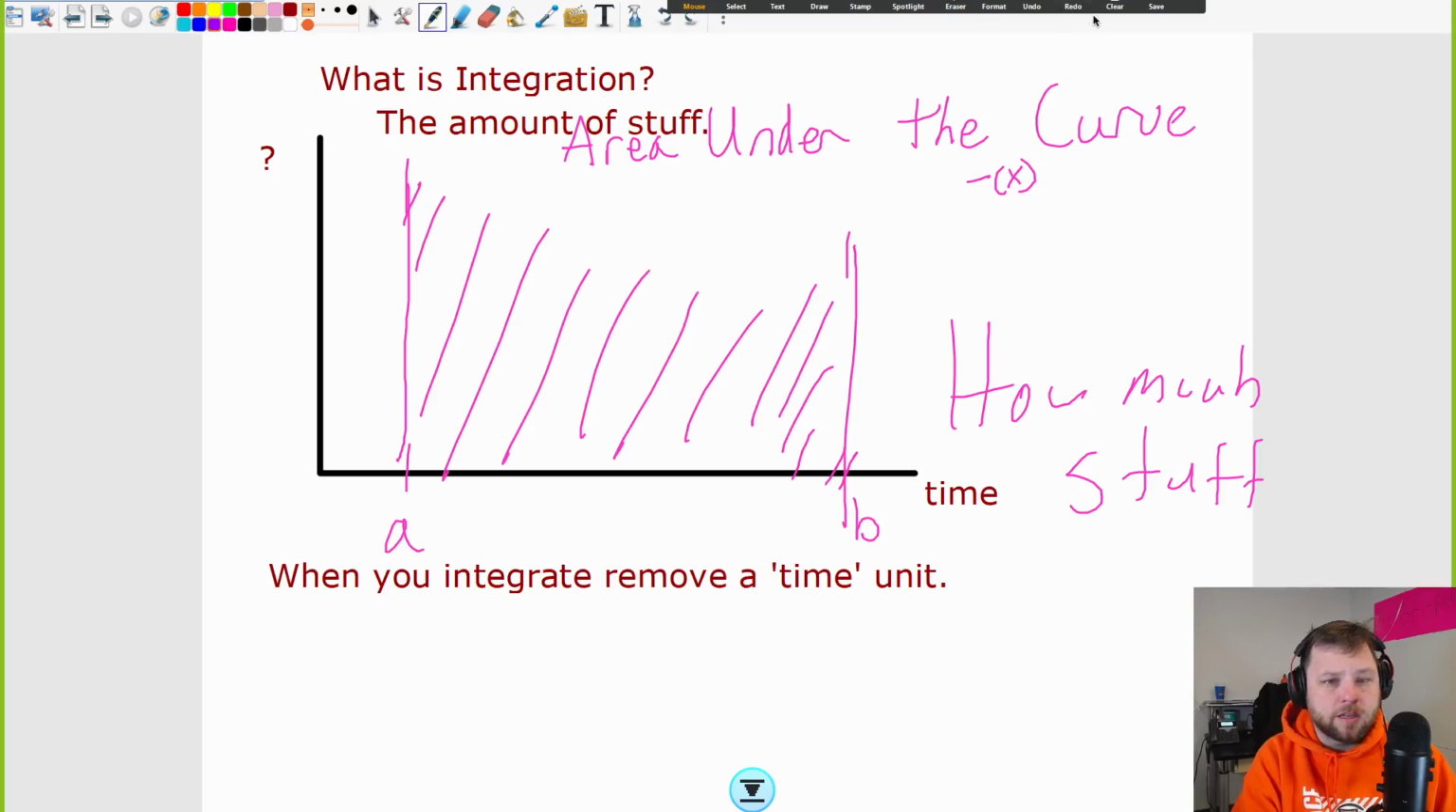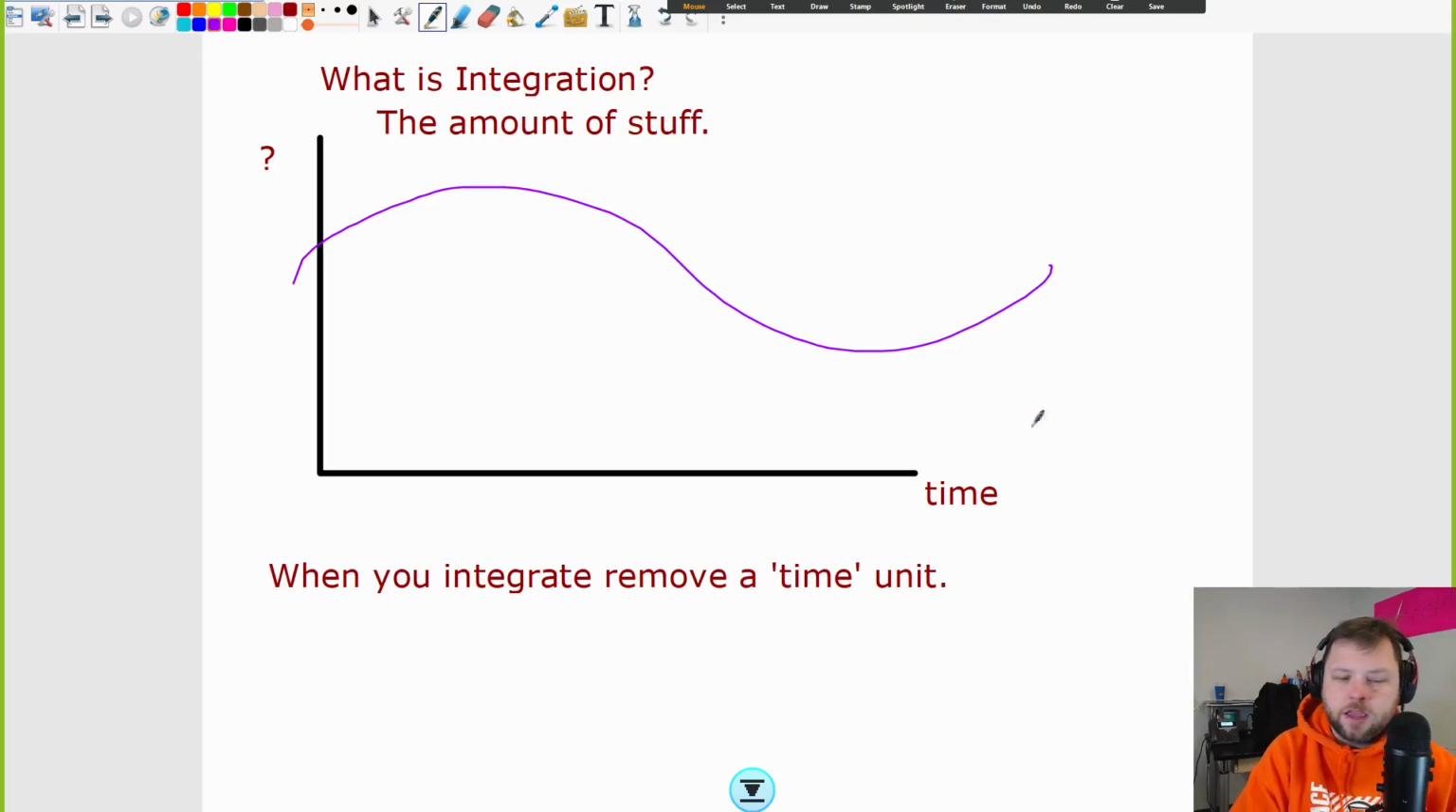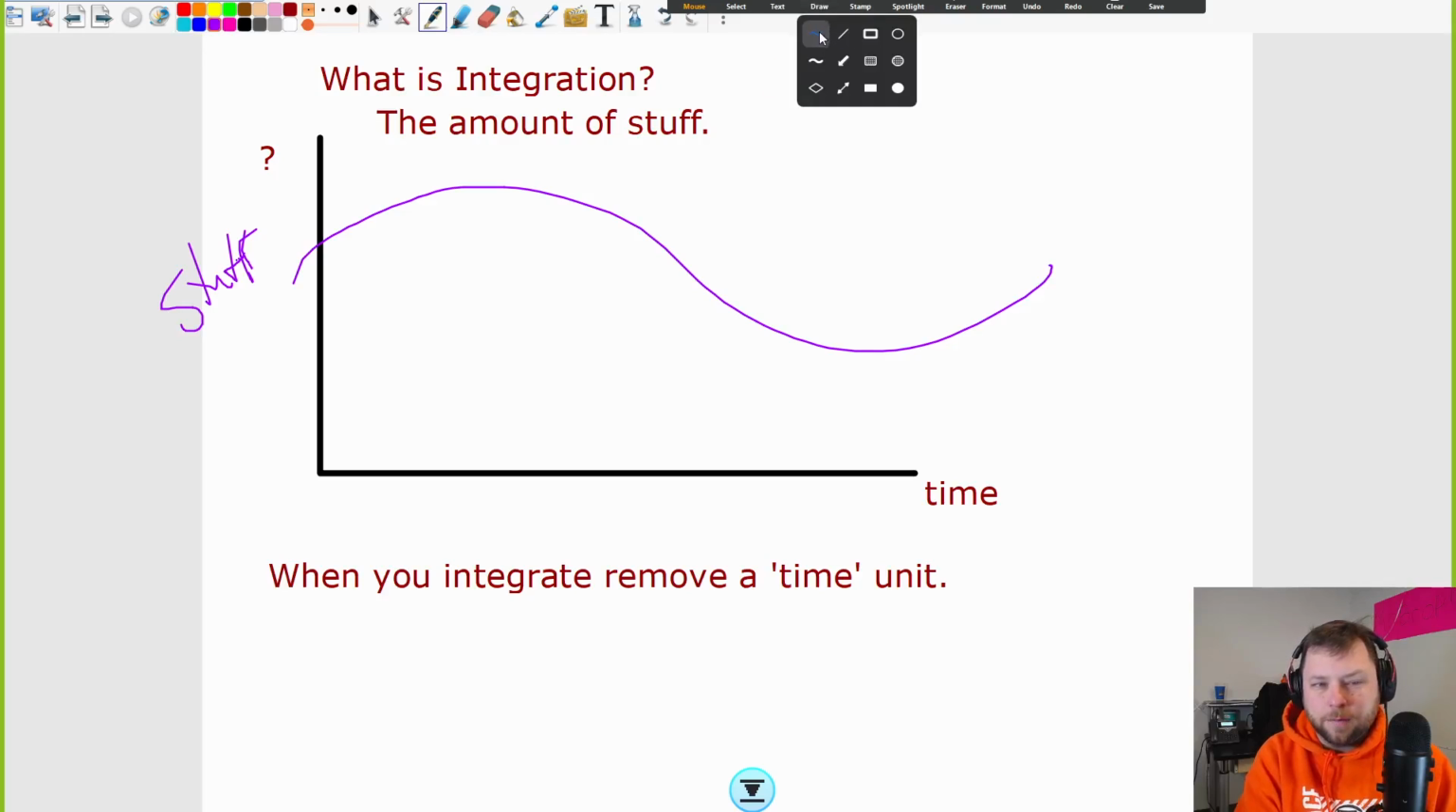Now, another way to say this, again, I say the amount of stuff. So let's say I did this as a graph and I have my function again. I'm just making it a curve. So it's the amount of stuff. If we're looking at a graph, usually this axis we can represent our independent variable. Let's say it's time. And then this axis can represent some other value. This is our stuff. And this is how much stuff you have at all these different times.